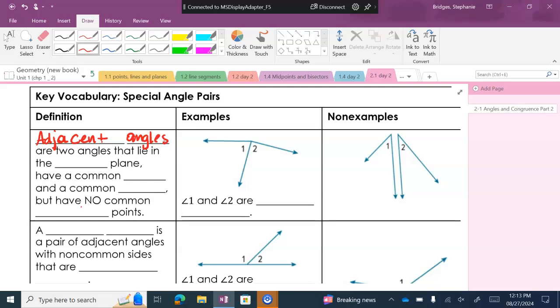So it says adjacent angles are two angles that lie in the same plane. So you want to fill in the word same there.